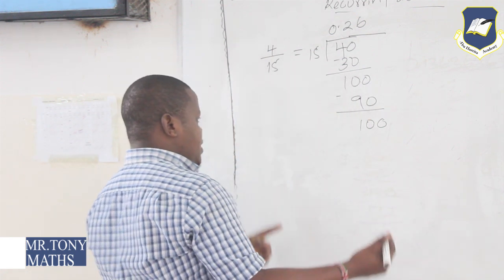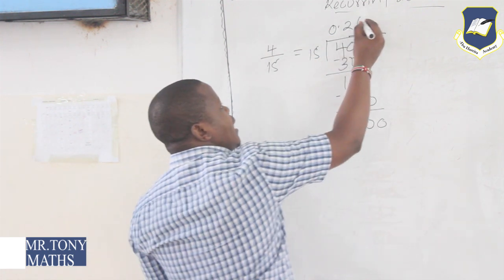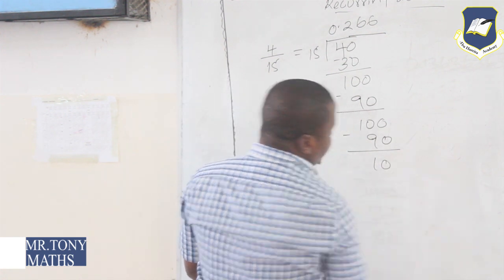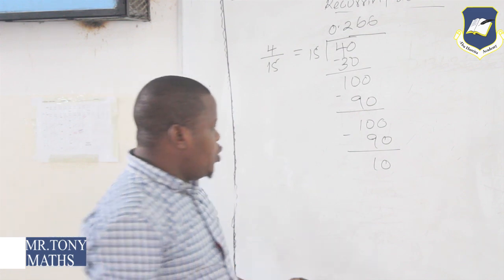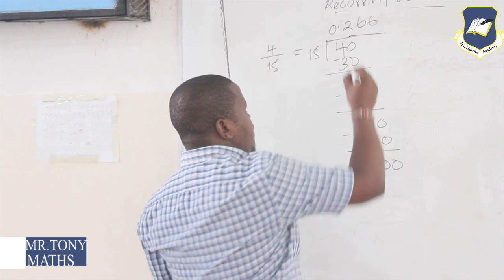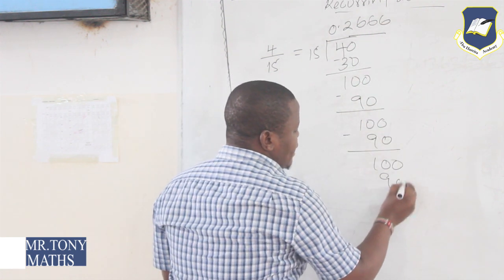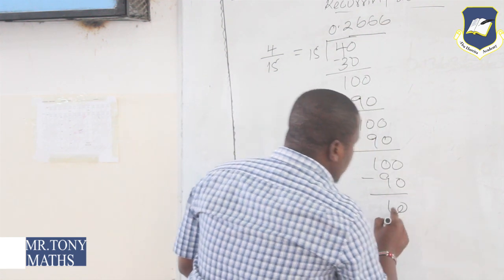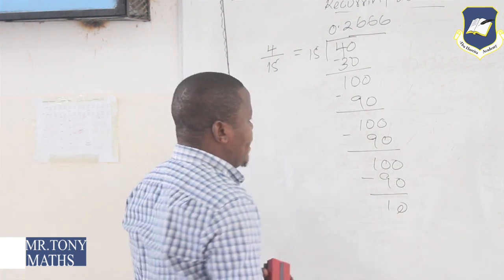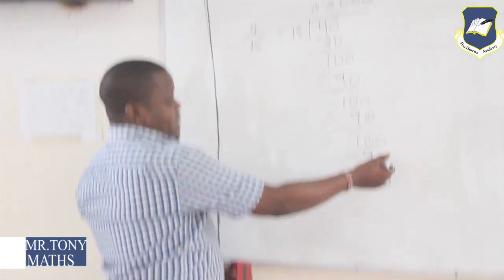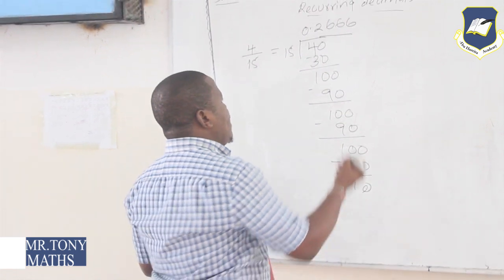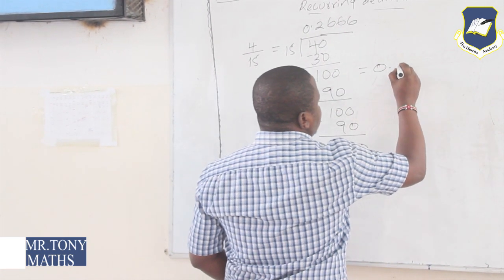So again we proceed. 15 goes into 100 6 times, that gives you 90. Subtract, it gives you 10. 15 won't go into 10. So add another 0. Divide again. 100 divided by 15, that gives you 6, and here it gives you 90. Subtract, you get 10. So in this case, we are forming a certain pattern: 100, 100, 100.